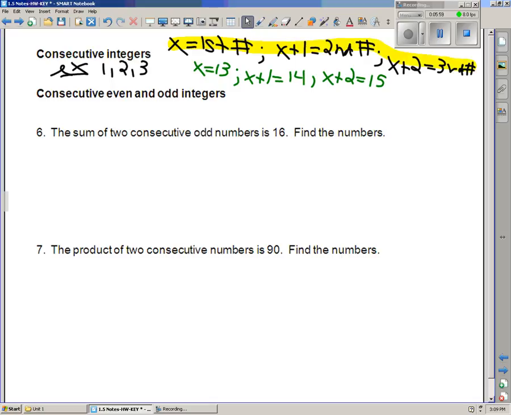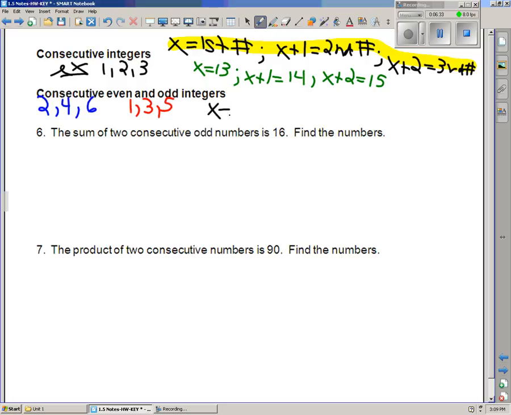That's how you set up consecutive integers. If you're setting up consecutive even integers or consecutive odd integers, even integers would be numbers like 2, then 4, then 6. Odd numbers will be something like 1, then 3, then 5. You should notice that consecutive evens increase by 2 from one to the next. But you should also notice that consecutive odds increase by 2 from one to the next. So your setup, whether it's even or odd, is the same.